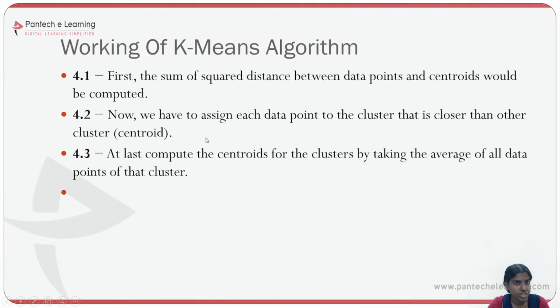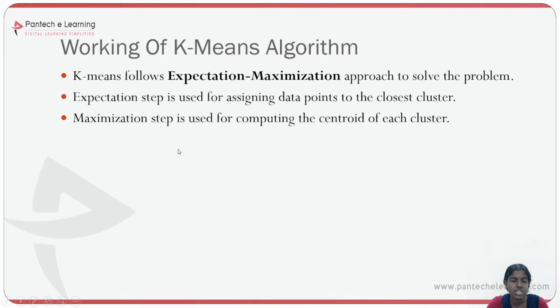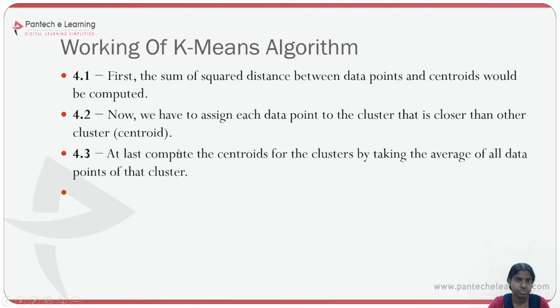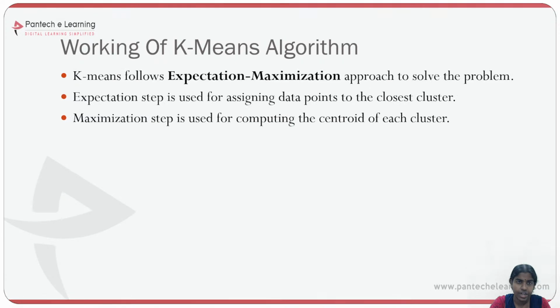Clear with this? So all these are the different steps involved in the working of this k-means algorithm. I have to choose the optimal value of k. The sum of the squared distance between the data points and the centroids should be computed. After doing this, I have to assign each data point to the cluster whose centroid is closer than the other. And finally, I have to compute the centroids for the clusters by taking the average of all the data points of the cluster.